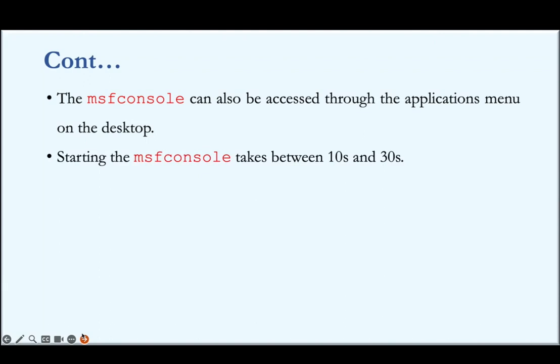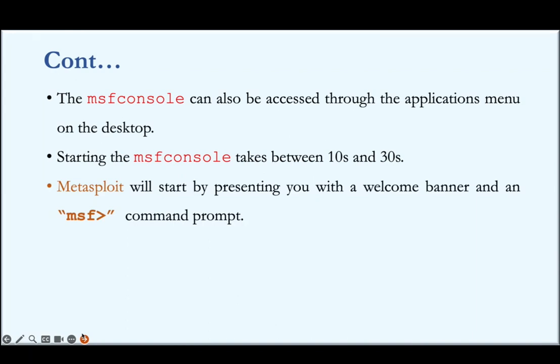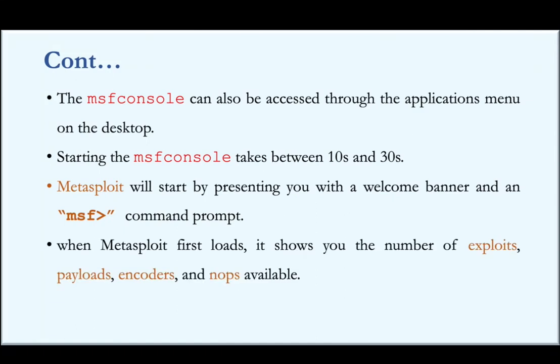So once it starts, you will find that Metasploit starts by presenting a banner with the command prompt line msf, the greater than symbol. This command prompt will be run over there. When Metasploit first loads, it shows you the number of exploits, payloads, encoders, and nops.